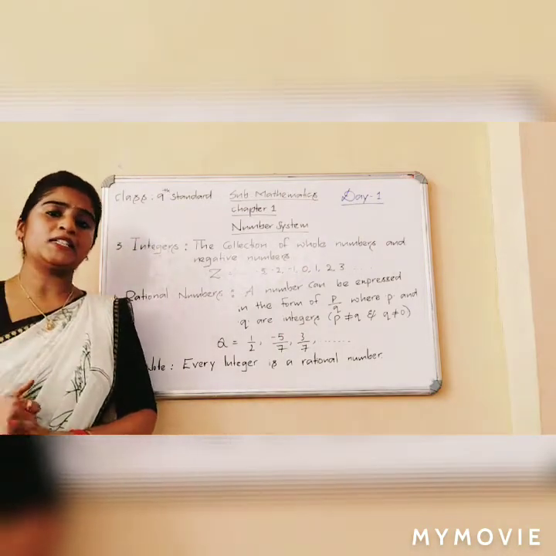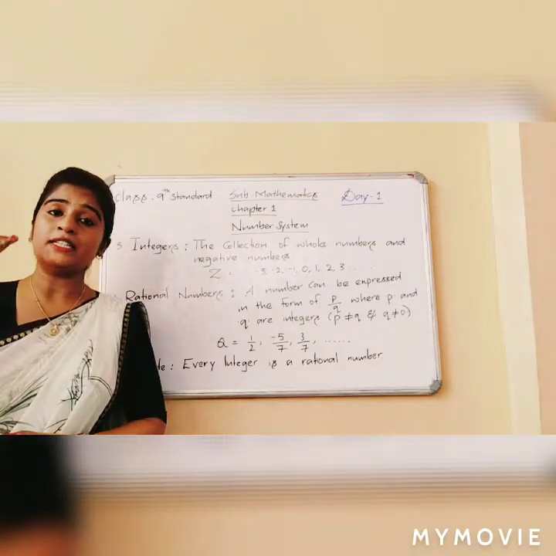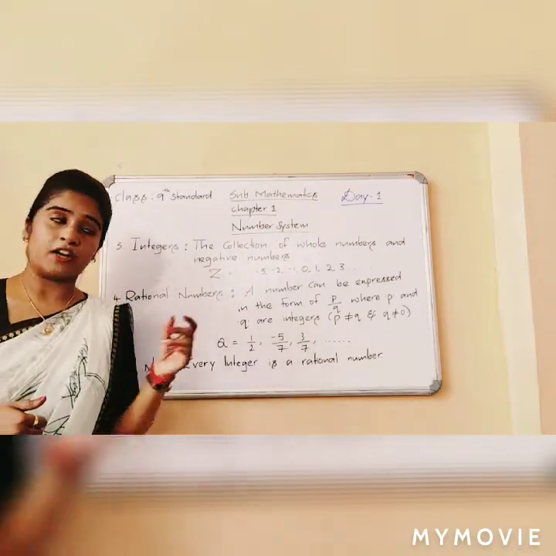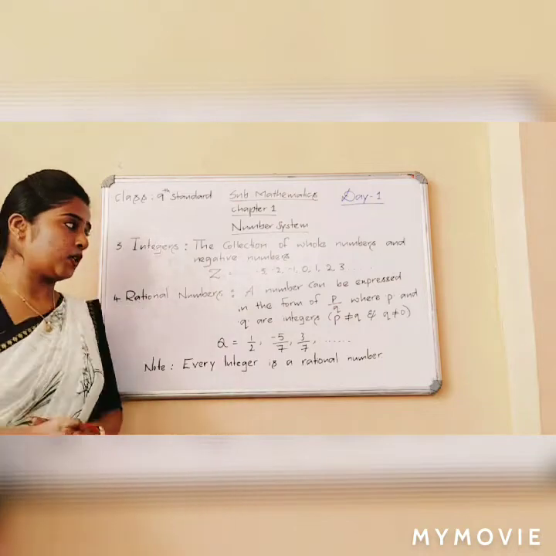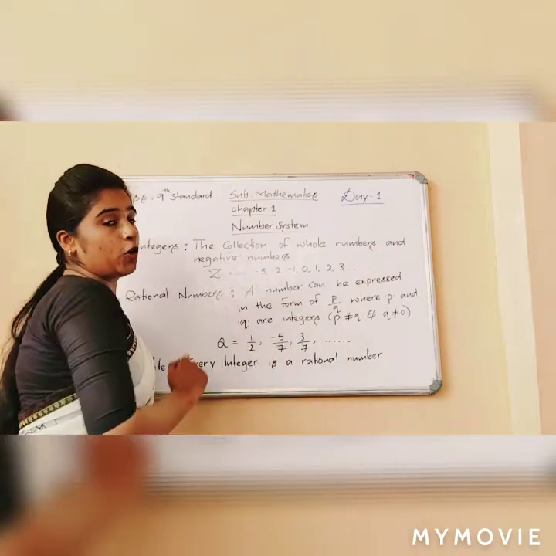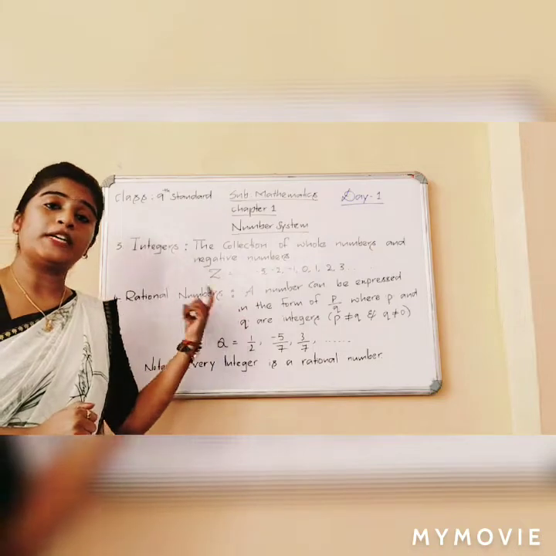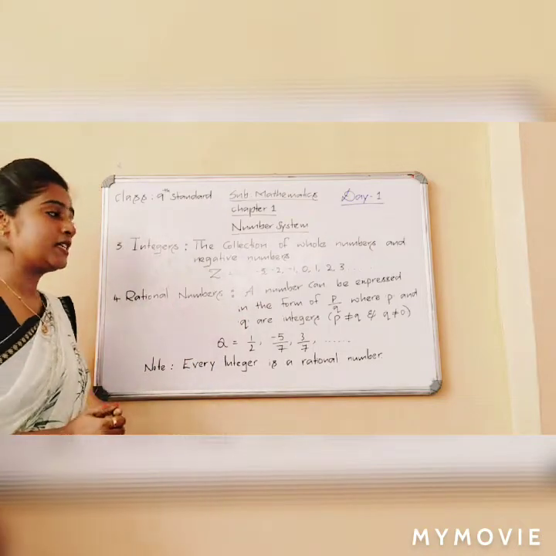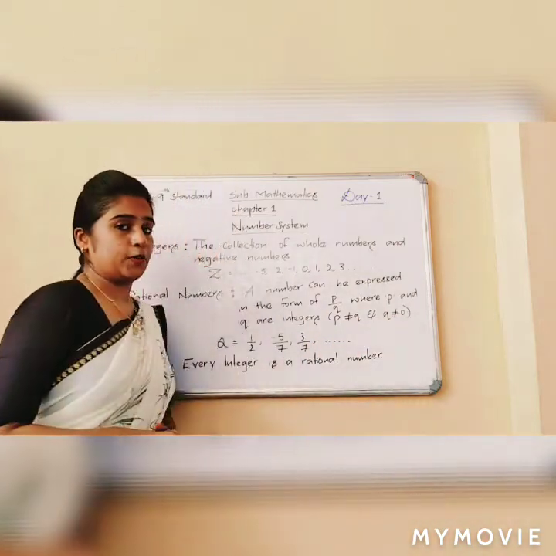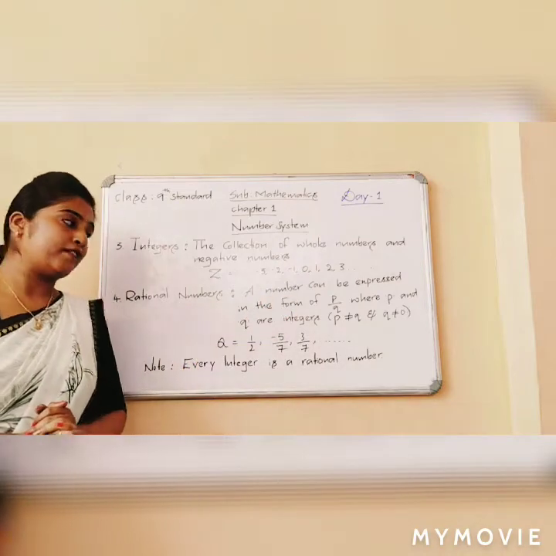So always keep in mind, students, rational numbers can be expressed in the form of numerator by denominator, where the denominator should not be equal to 0. That is, a number can be expressed in the form of p by q, numerator by denominator, where p and q are integers. Here both numerator and denominator should be integers. In the same way, q should not be equal to 0.